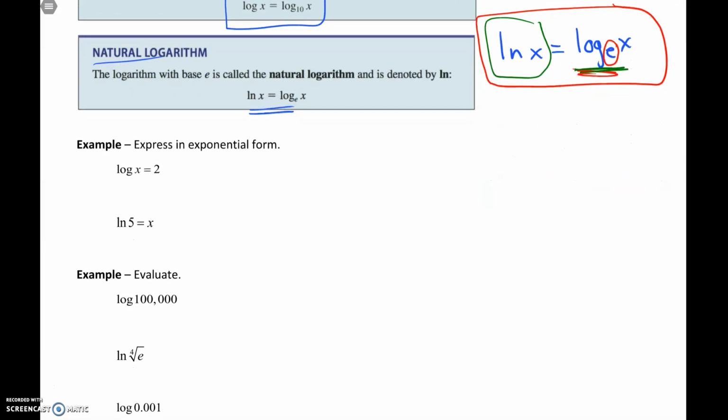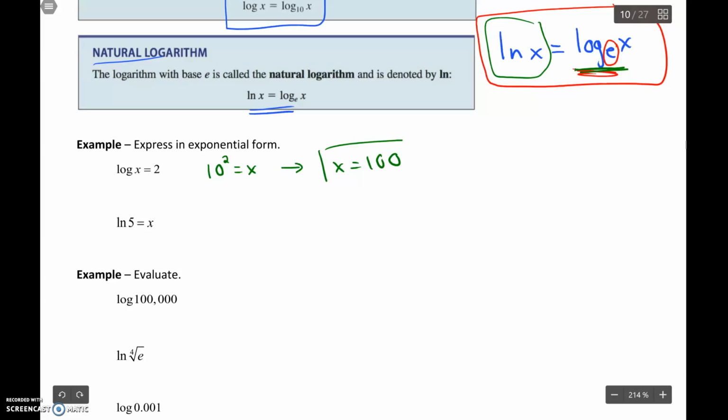So let's express these in exponential form. There is no base, so I know the base is 10. 10 to the second power equals x. By the way, we just solved our first log equation. Boom. A log equation is an equation that's got the variable inside the log. One way to solve these equations is just to write it in exponential form. So x has got to be equal to 100.